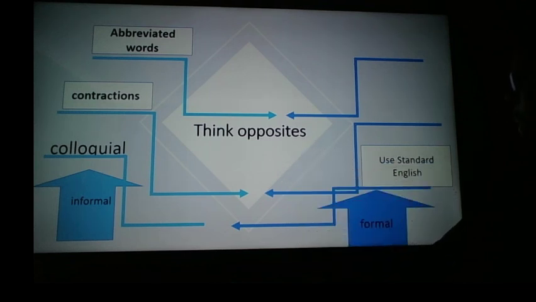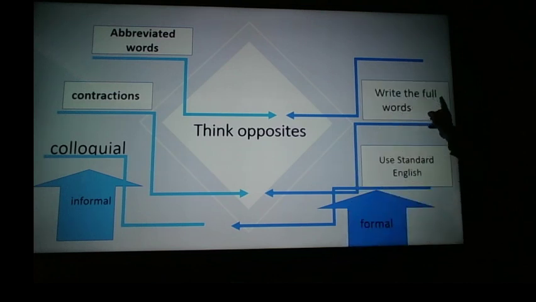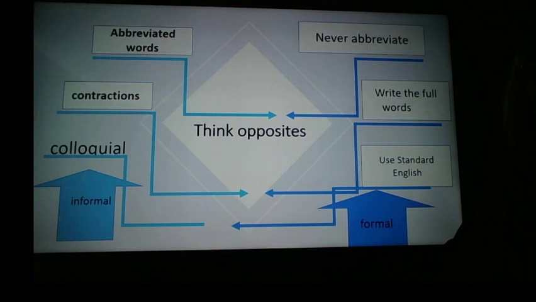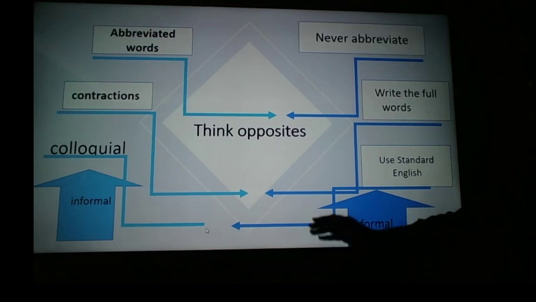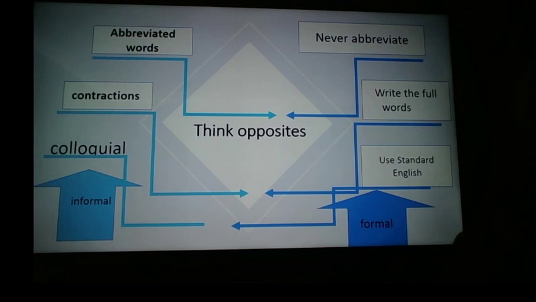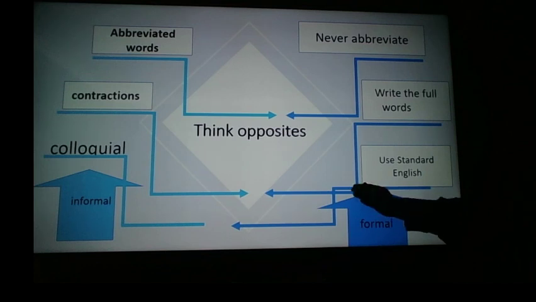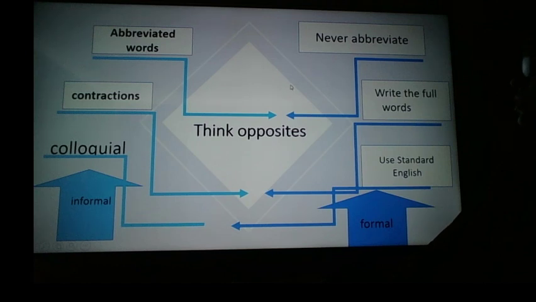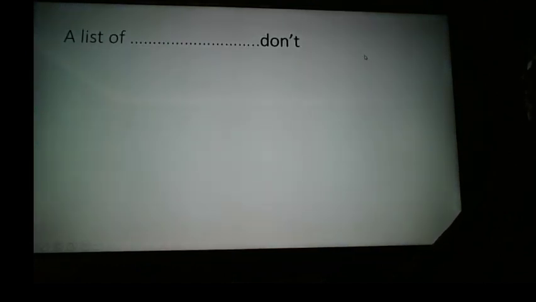So what's the opposite of contractions? It means write the full words. Don't say don't in writing if it's not informal. It's do not. And never abbreviate. So in a formal email or a formal letter or a formal report, you wouldn't say TV, you would write the word television. So I'm going to just quickly go through a list of don't. That's informal, isn't it? Don't. Do not do this. That's the formal way of saying it.